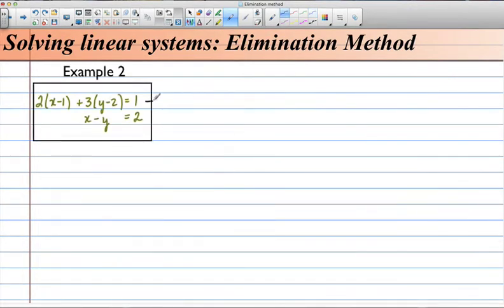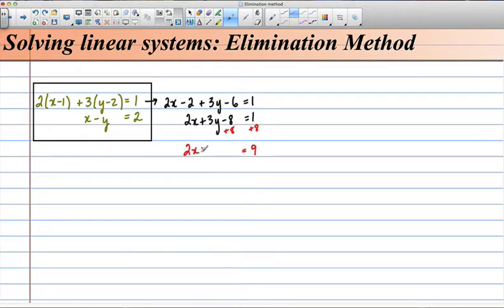First step involves simplifying the first equation. So we have 2x minus 2 plus 3y minus 6 equals 1. 2x plus 3y minus 8 equals 1. Add 8 both sides. So we have 2x plus 3y equals 9, and x minus y is equal to 2.